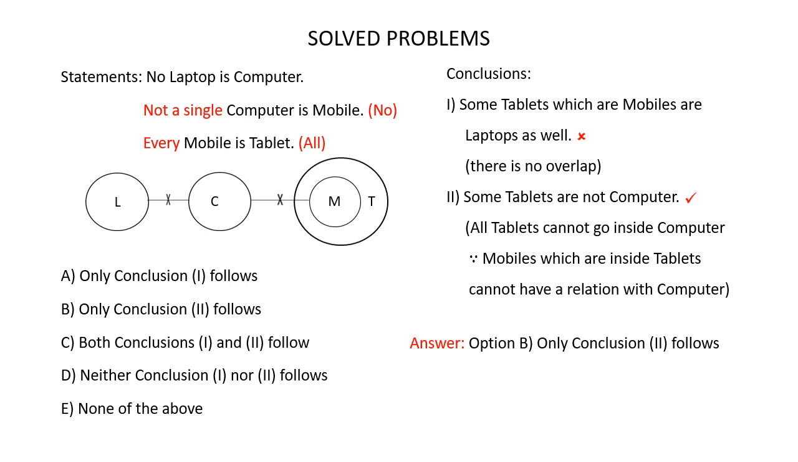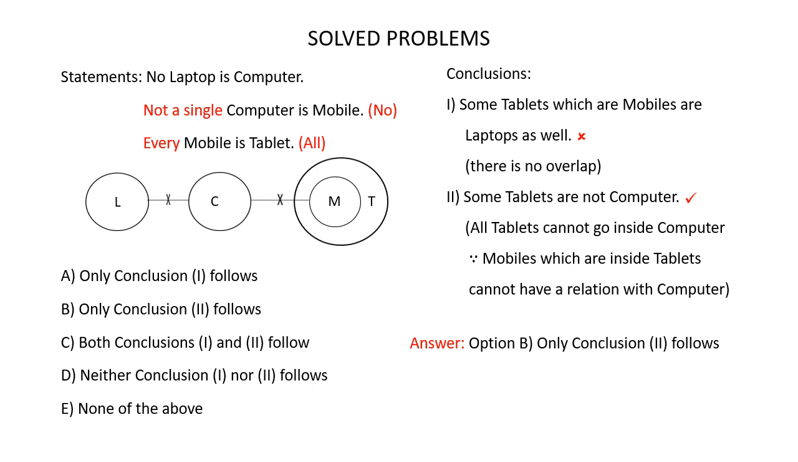Conclusion 1. Some tablets which are mobiles are laptops as well. Now, as you can see here in this Venn diagram, this portion of tablets is mobiles. So, some tablets which are mobiles is this portion. Now, as you can see here, this portion of tablets does not have any overlap with a laptop. That is, there is no overlap between this portion of tablets and laptop.